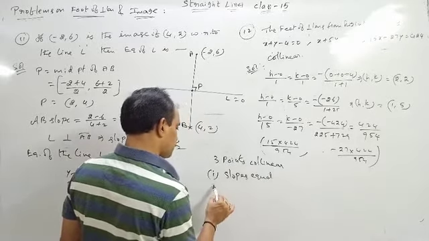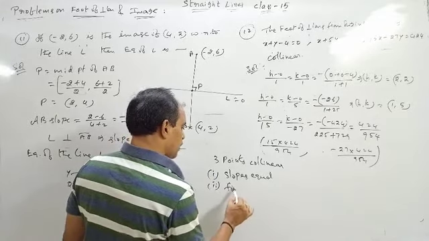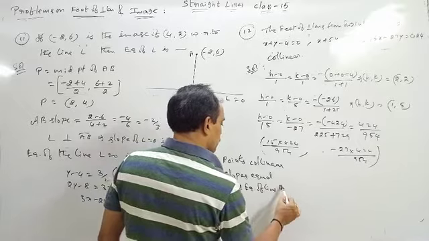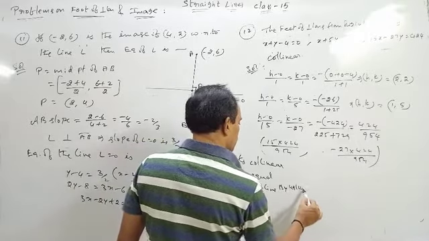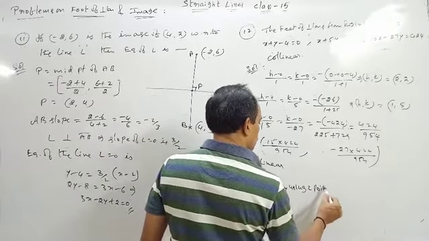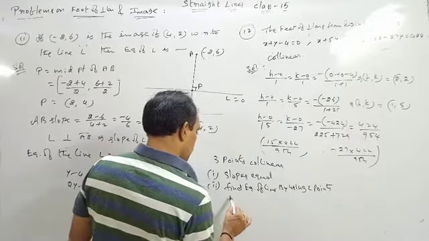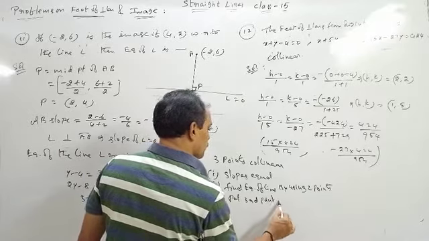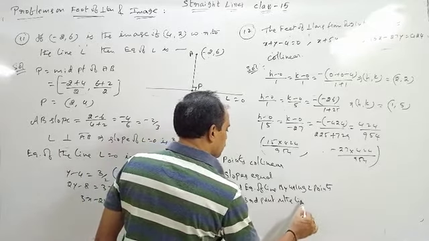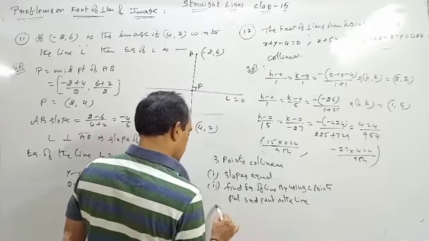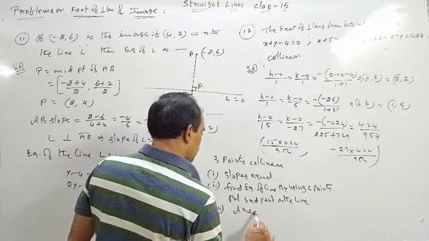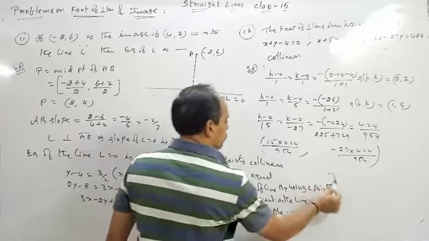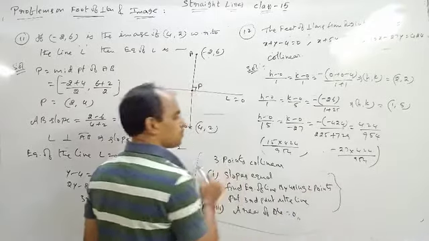Slopes equal. Second, find the equation of the line by using 2 points and put the third point on the line. If it satisfies, then collinear. And third one, area of the triangle is equal to 0. You can do any of the three ways.